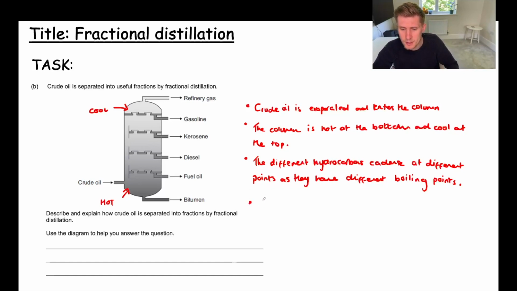So the final point which I want you to include is the fact that you get smaller ones towards the top because of the low boiling point, and you get larger hydrocarbons towards the bottom because of their higher boiling points, and that's important as well.